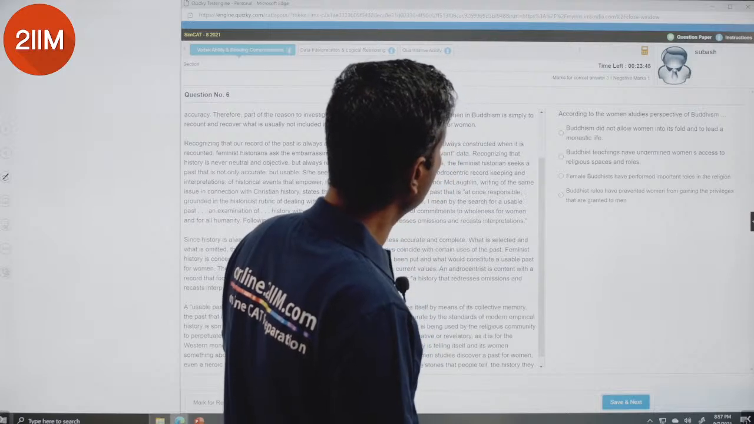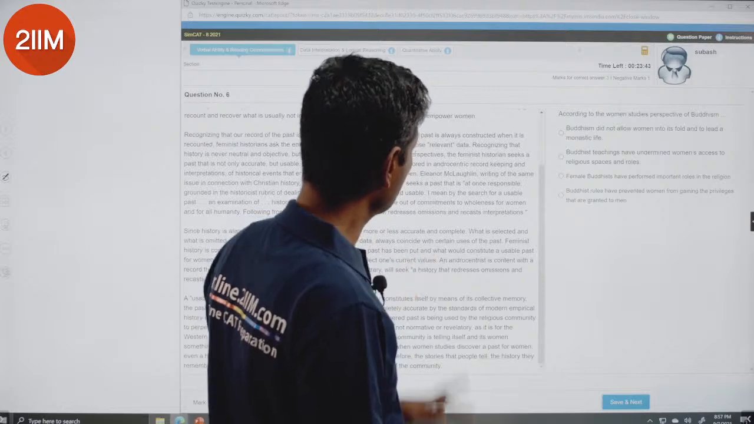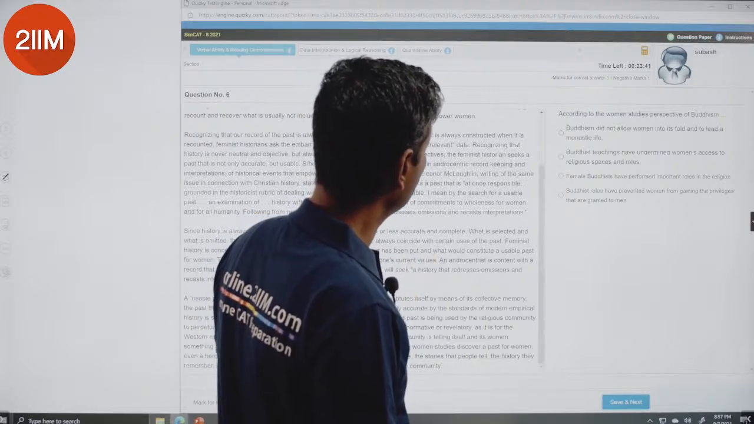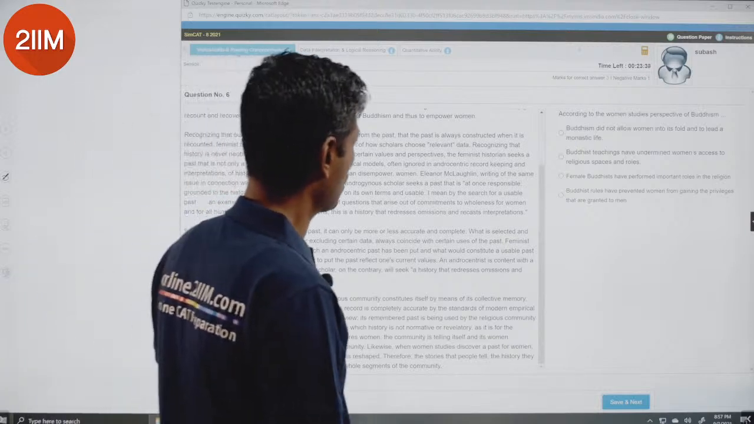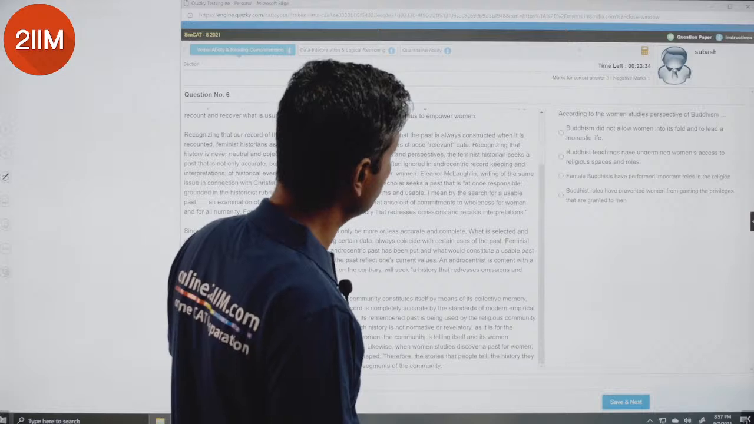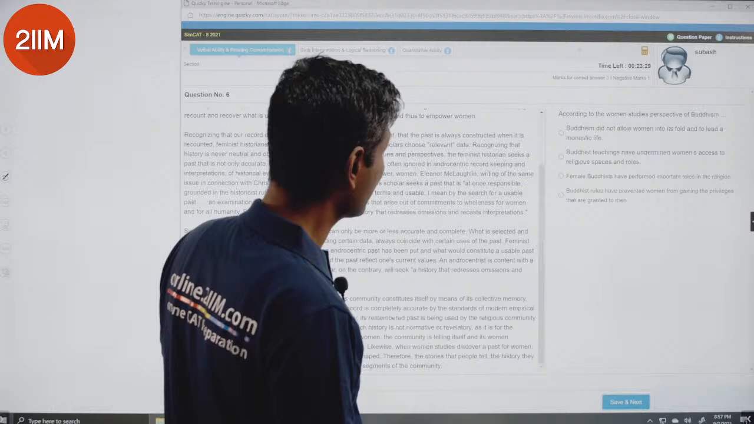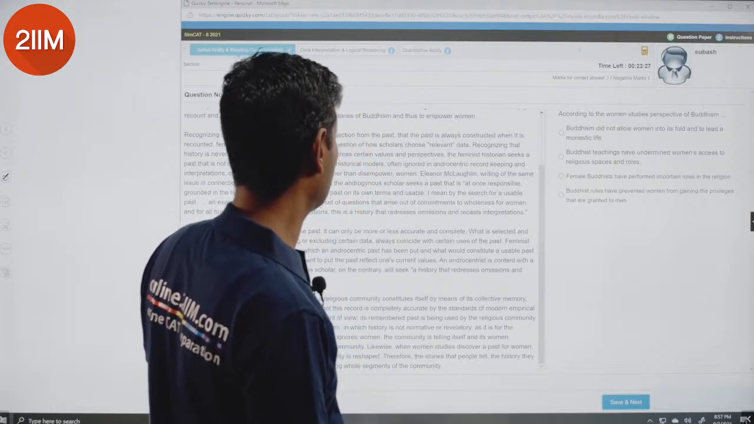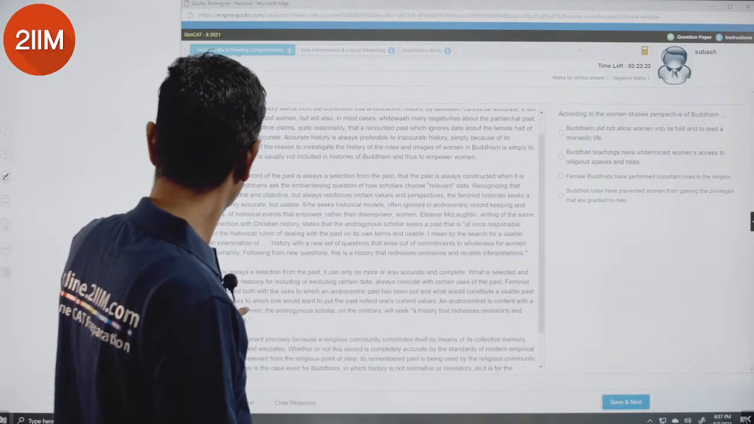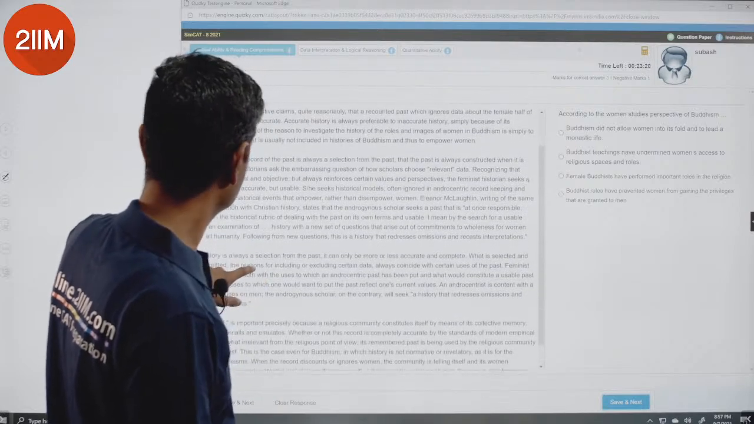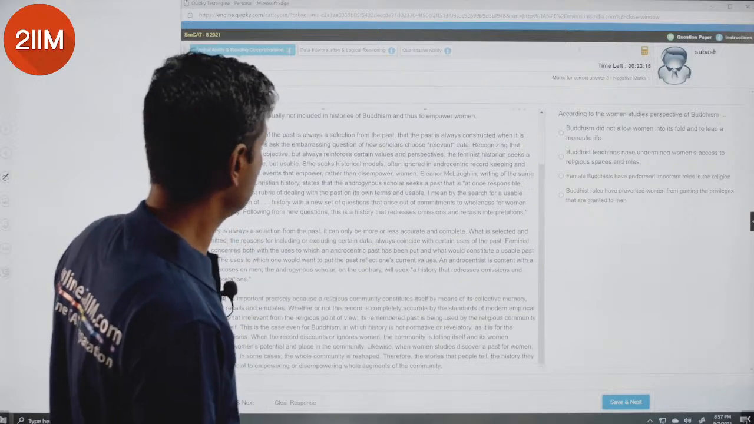Buddhism did not allow women into its fold and to lead a monastic life. We don't know. Buddhist teachings have undermined women's access to religious spaces and roles. Buddhist history is probably, but not Buddhist teachings. Female Buddhists have performed important roles in the religion. Don't think so. Buddhist rules have prevented women from gaining the privileges that are granted to men. None of these is explicitly stated. And so let's look at this. So, according to the women's studies perspective of Buddhism, let's see.